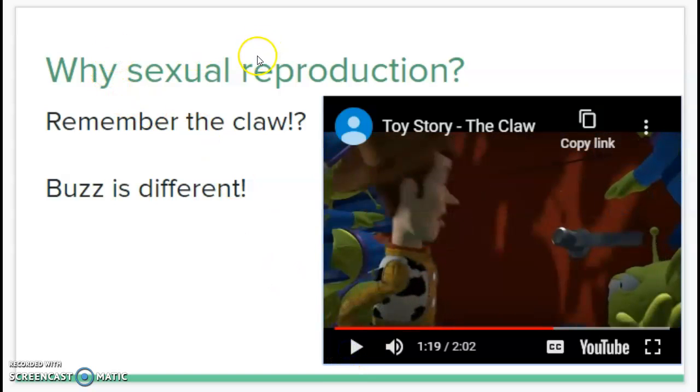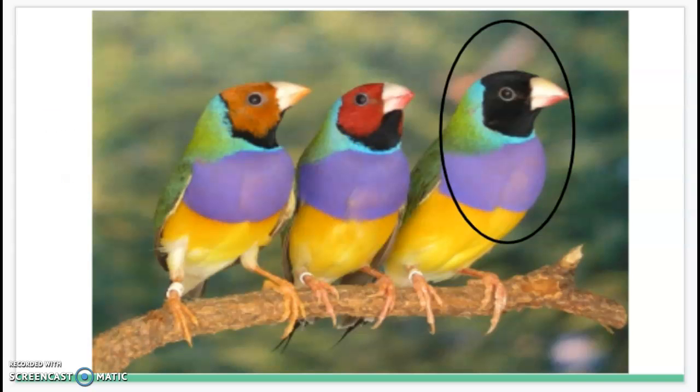So why sexual reproduction? Well, one of the main reasons is because it produces differences. So all of the organisms will be genetically different, right? We've seen this picture before. So all of these are the same species, but they look different. One's orange, one's red, one's black. So this could help with the survival of a species in case the environment changes over time, right?